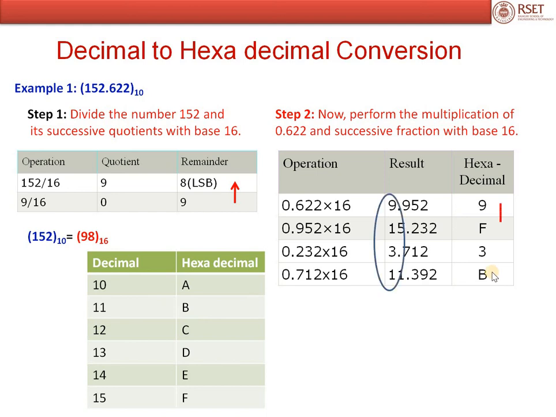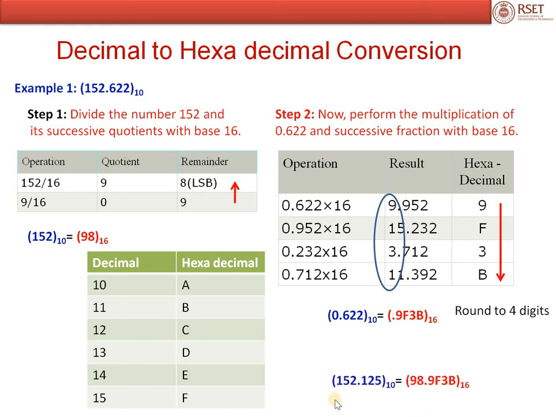So its hexadecimal value is given like this. The final result is taken to 4 digits; otherwise we would have to continue this process. And the final conversion from decimal to hexadecimal is 98.9F3B.